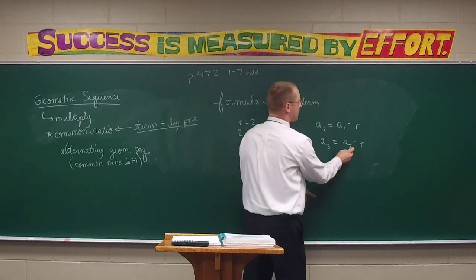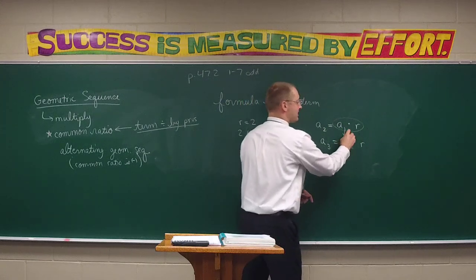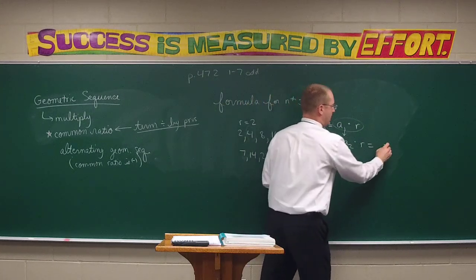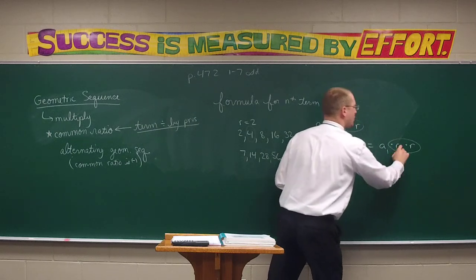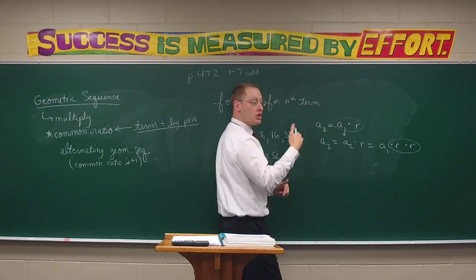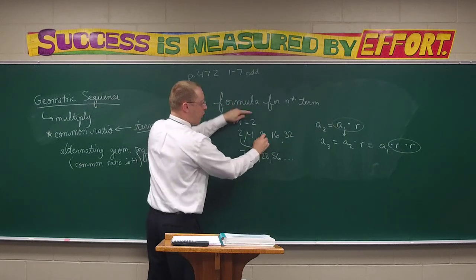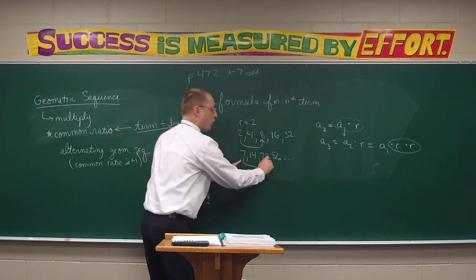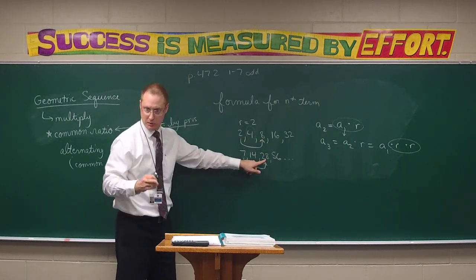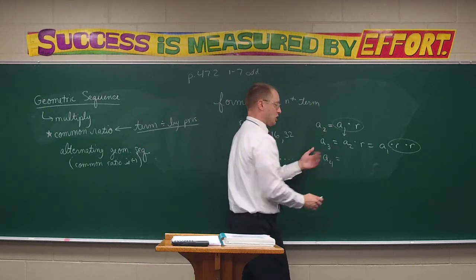But remember, a sub 2 is a sub 1 times r. If I substitute, that means that a sub 3 is a sub 1 times r, or we could say, class, times r squared. Do you see how if I multiplied not by 2 but by 4, I would go from 2 to 8? Multiply by 4, I could go from 7 to 28. Do we see that?